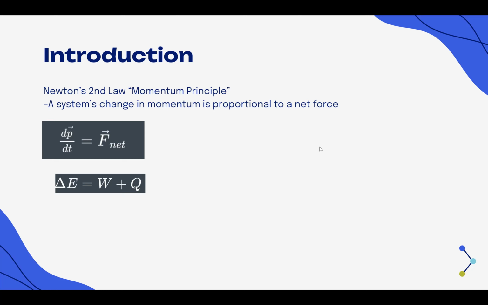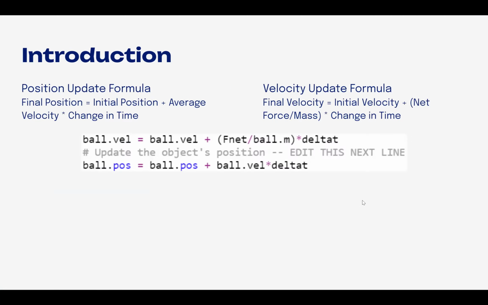And then we also derive, derived from the momentum principle, we have position and velocity update formulas, starting with the initial position, adding the average velocity times the change in time. And then the velocity update formula starts with the initial velocity plus the net force over mass times the change in time. That's what it looked like in the computer programming computational part.